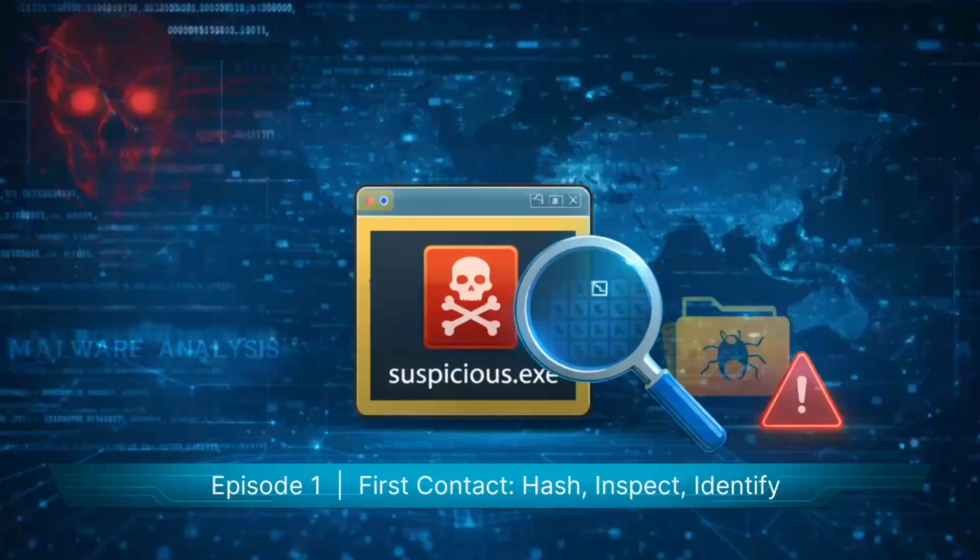You've just been handed a file. Maybe it came in through an email attachment report. Maybe your EDR flagged it. Maybe someone on the team pulled it from a compromised host. Either way, you don't know what it is yet. What do you do first?